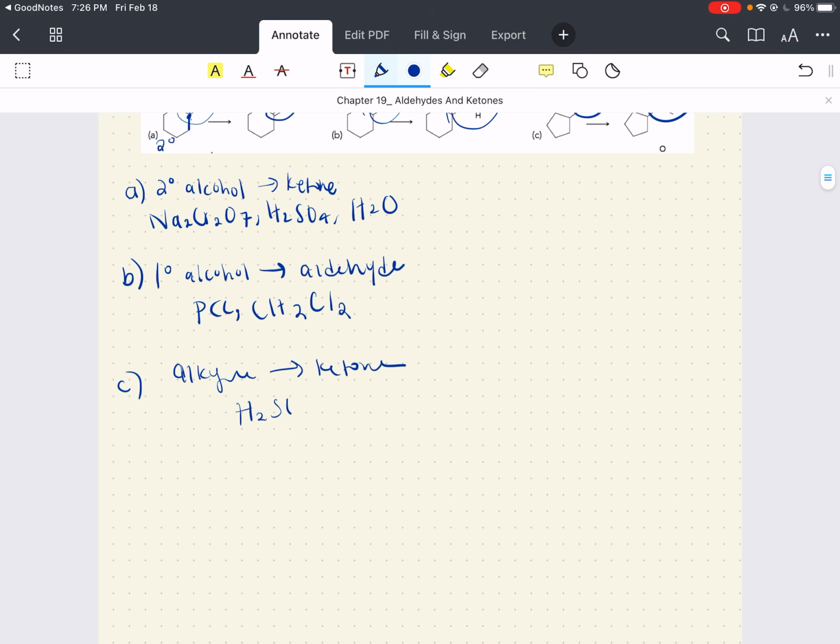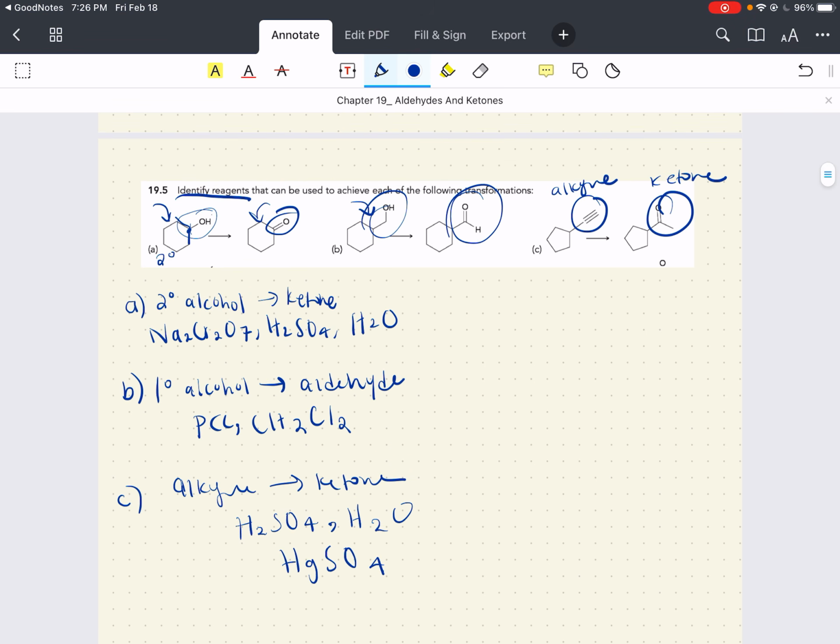This is the set of reagents that will accomplish this transformation. All right. Fantastic. So now we've gotten a little bit acquainted with these preparation methods, and you can always seek out more practice problems, just to make sure you familiarize yourself with the reagents that accomplish transformations of starting materials into either aldehydes or ketones.